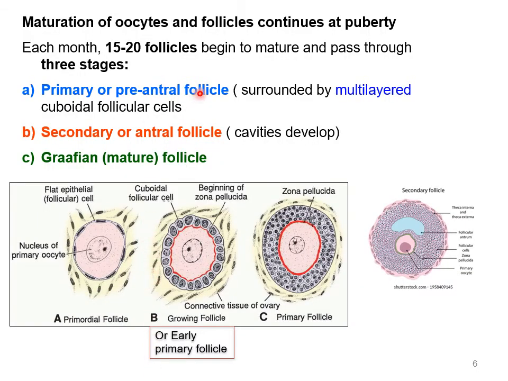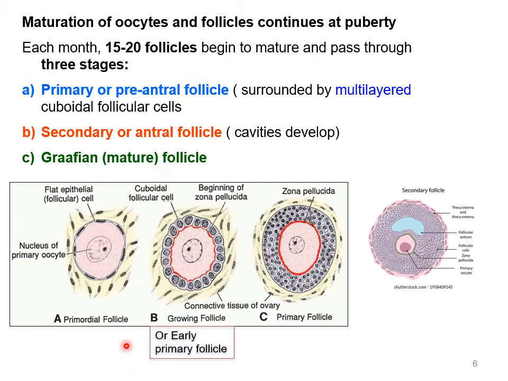So let's see now further development of the follicles, or folliculogenesis as the process is called. Remember, the primordial follicles with their primary oocytes exist in the same condition until puberty, when under the influence of hormones from the pituitary, for example follicle stimulating hormone, these follicles undergo further development. So every month, about 15 to 20 follicles begin to mature and pass through the following stages: primary or pre-antral follicle, secondary or antral follicle, and Graafian or mature or tertiary follicle.